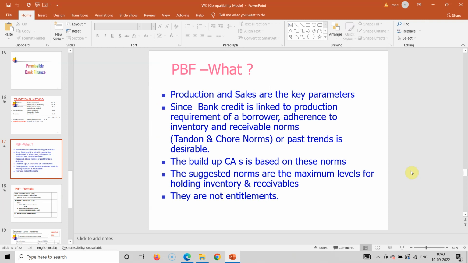What is permissible bank finance? Production and sales are the key parameters. Since bank credit is linked to the production requirement of the borrower, adherence to inventory and receivables norms is mandatory as per the Tandon Committee report or Chore Committee. The buildup of current assets is based on these norms. Suggested norms are maximum levels for holding inventory and receivables. They are not entitlements.